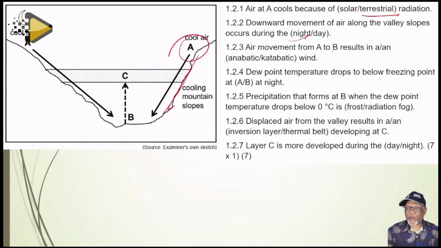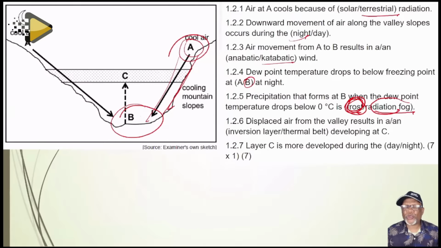The air movement from A to B results in anabatic or katabatic? A to B is going to be katabatic. Anabatic will be the upslope movement during the day. Dew point temperature drops below freezing point at night at B. Precipitation that forms at B when the dew point temperature drops below zero is frost. It is a frost pocket. It is frost that is going to develop there.